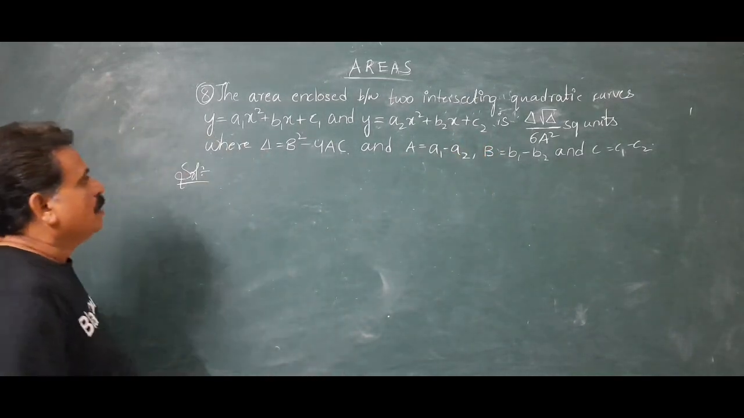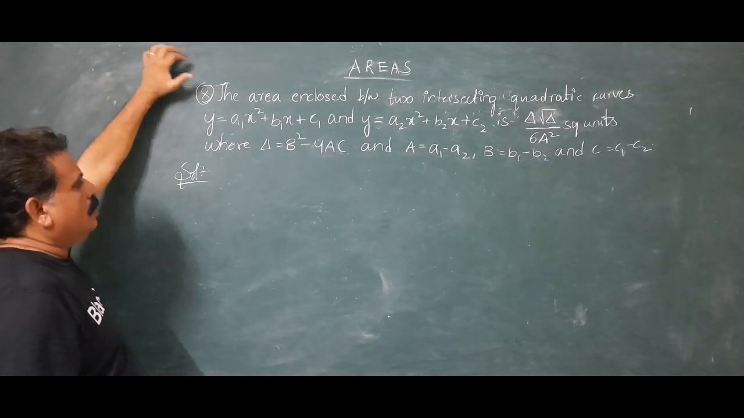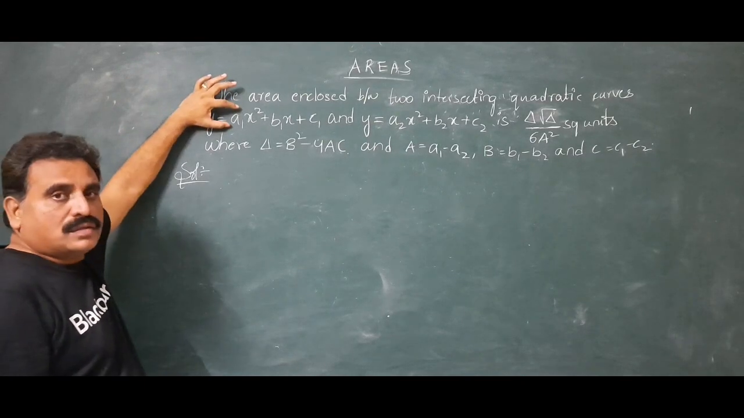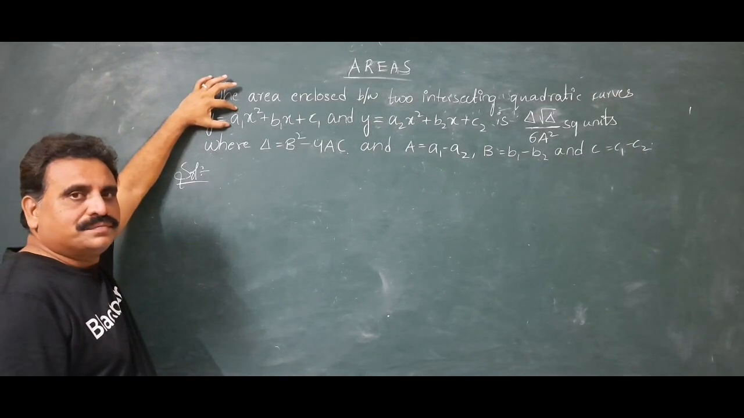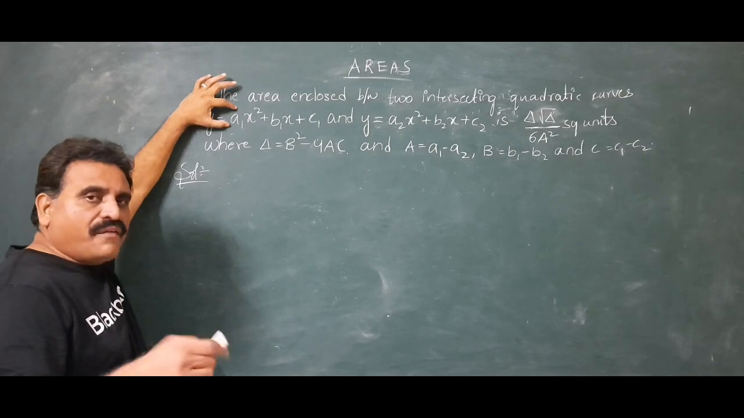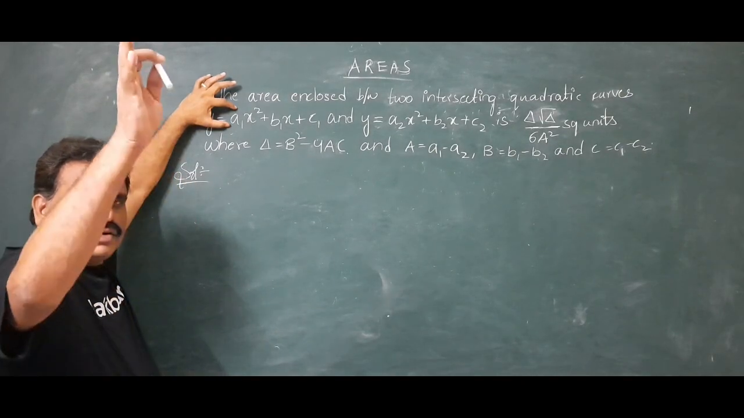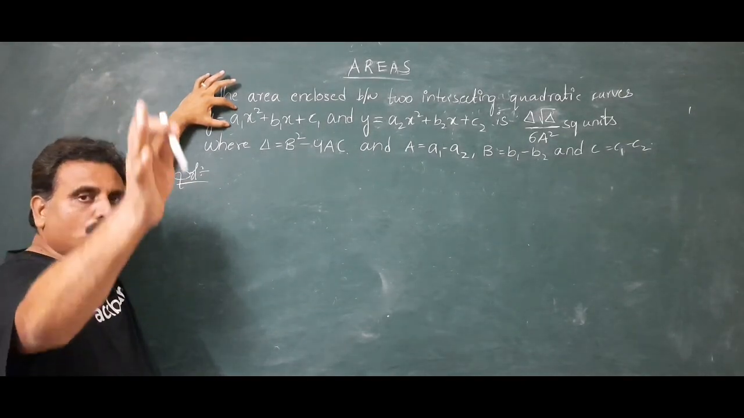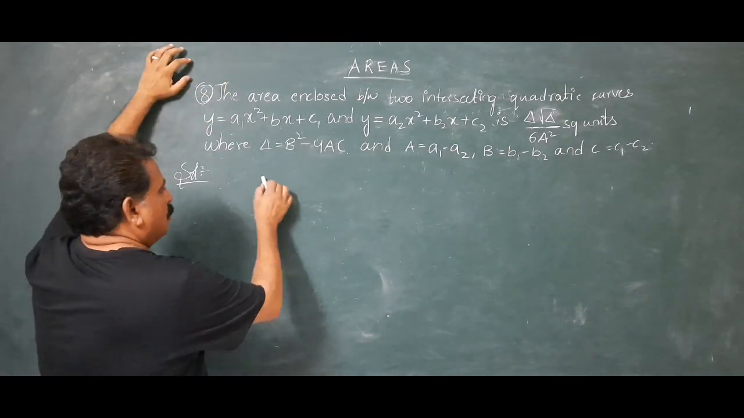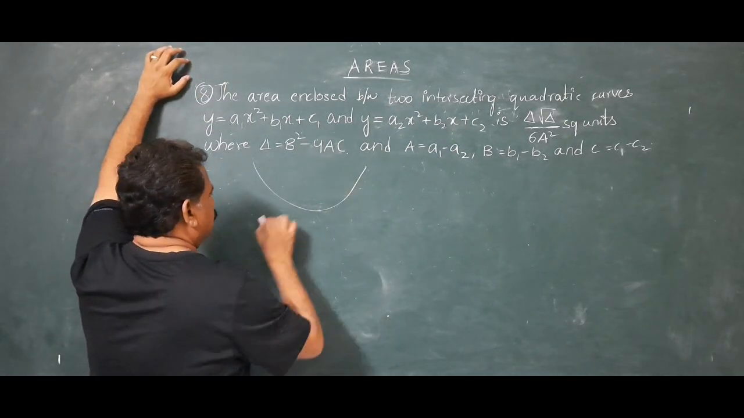Now here, these are two parabolas, each one having its axis vertical, parallel to the y-axis. The parabolas are like this.